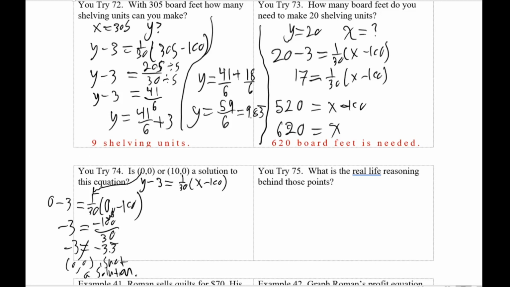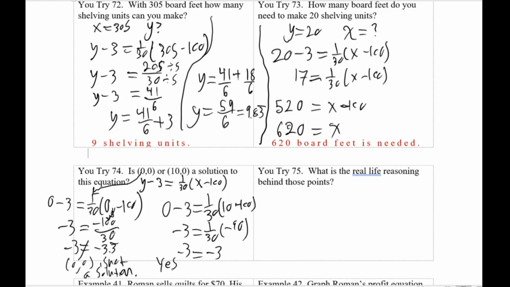Okay. How about 10, 0? In the place of y, I'm going to replace it with 0, and in the place of x, I'm going to replace it with the number 10. Simplify. If I have negative 90 divided by 30, what I'll result in is negative 3. So yes, 10, 0 is a solution to this equation.